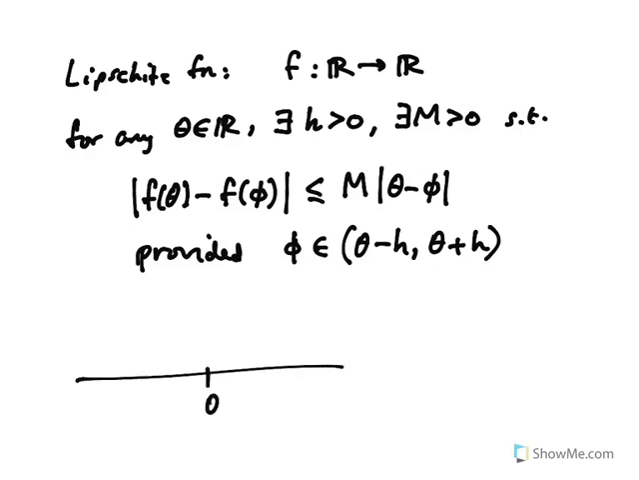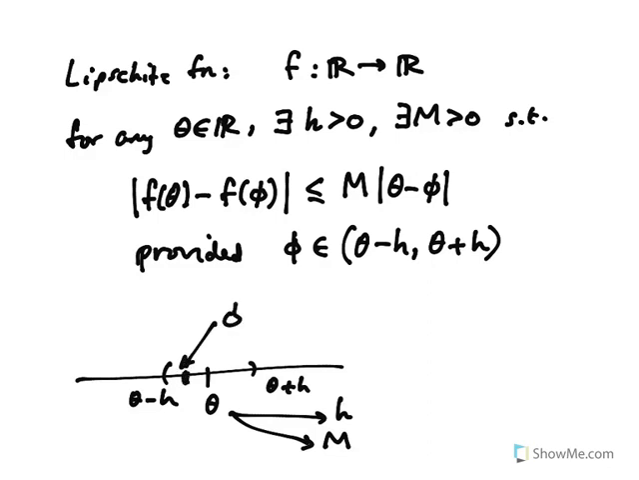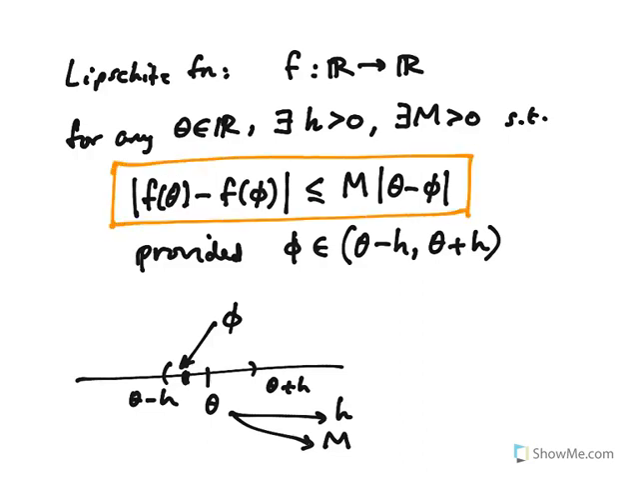So what I'm saying is this: if I pick some theta in advance, that theta determines two other numbers, h and m. And h is used to create an interval around theta, centered at theta. And then we select any other point at all in that interval, phi. As long as phi is in that interval, we're going to get this inequality. And what this inequality is saying, in spirit, is the following. So I'll just draw you a little picture.